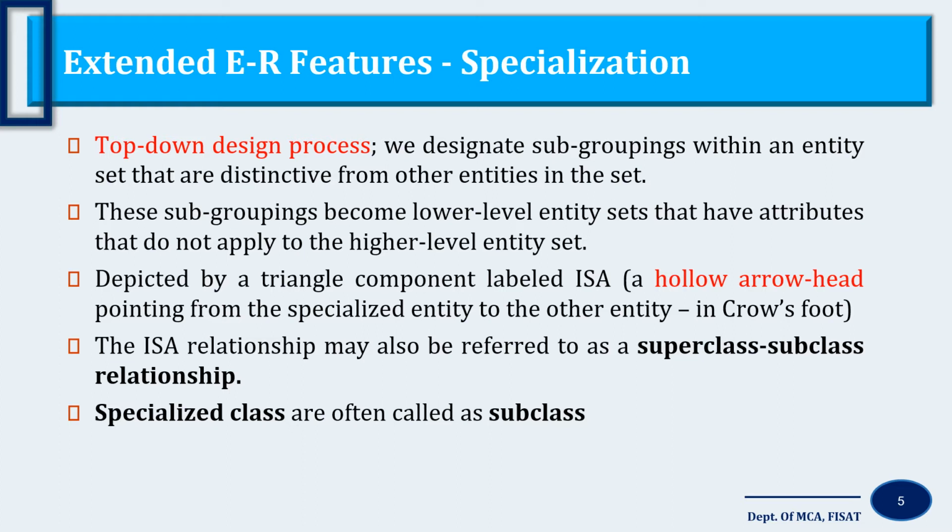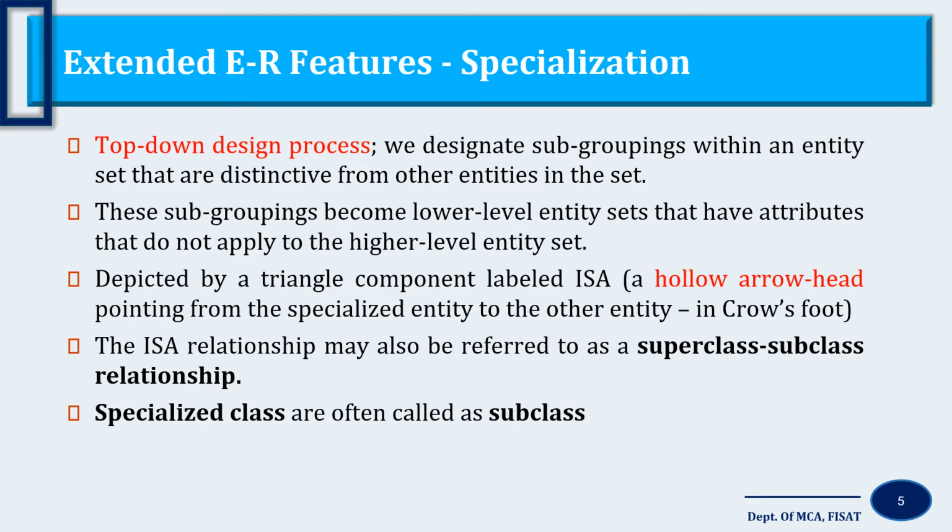This relationship can also be called the superclass-subclass relationship, or the ISA relationship. The specialized classes are often called subclasses. So person is a superclass, and we get the specialized classes as staff or student. Then how do we denote this specialization in our ER diagram? By means of a triangle component labeled ISA. In Chen's notation, we depict it by means of a triangle component.